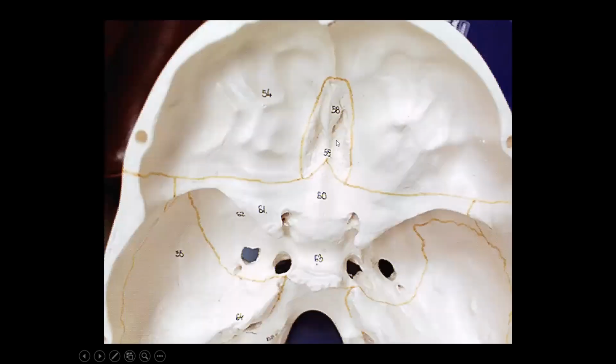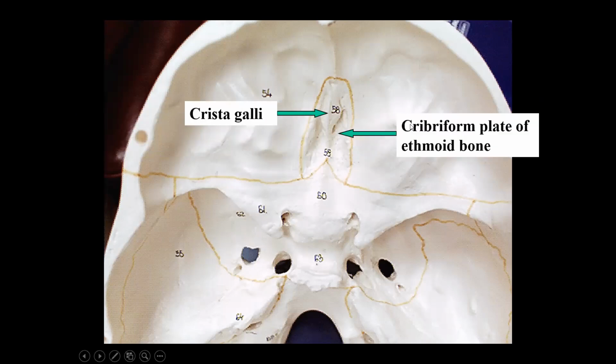Here we see, this is the cribriform plate. You just see the perforations there for the olfactory nerve branches. The olfactory bulbs are going to be located on the base of the brain here and here. And then 58 is the crista galli, the cribriform plate, all part of the ethmoid bone here.